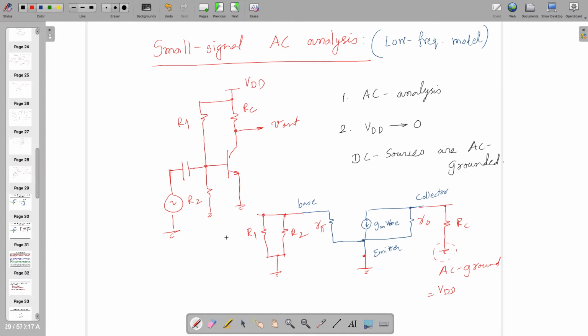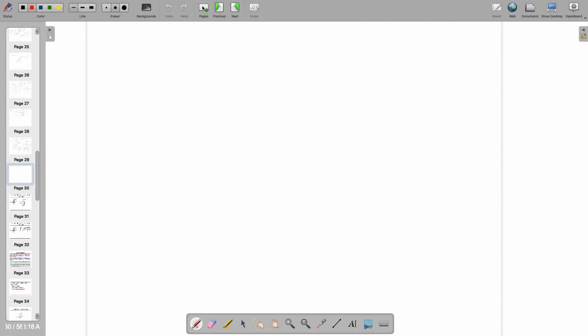Okay. So what is the name of this configuration? It's not sourcely generated, by the way. What is the name of this configuration? No, no, this one, this circuit. This is the pi model. Okay, fine. Common emitter. Okay. Now I'll ask you one more question.